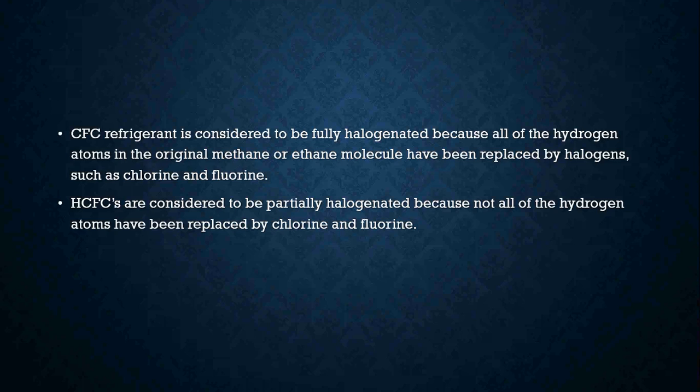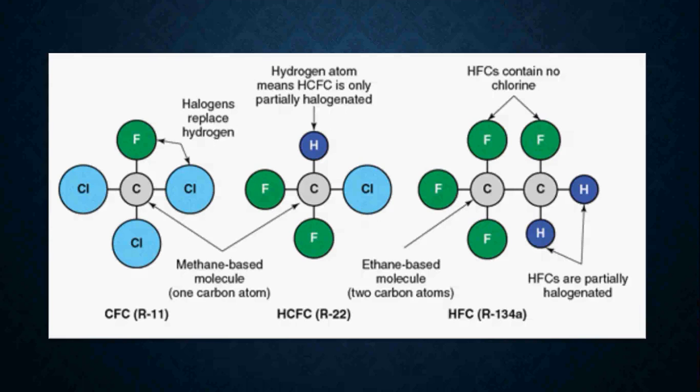And when they remove the chlorine atom completely, they say that it is, quote unquote, ozone friendly. So HCFCs are considered partially halogenated because not all the hydrogen atoms have been replaced by chlorine and fluorine. If we look at this chart here, we have a CFC, which is R11. It has a methane-based molecule, which is only one carbon atom. Then we have halogens replacing hydrogen, which are fluorine and chlorine.